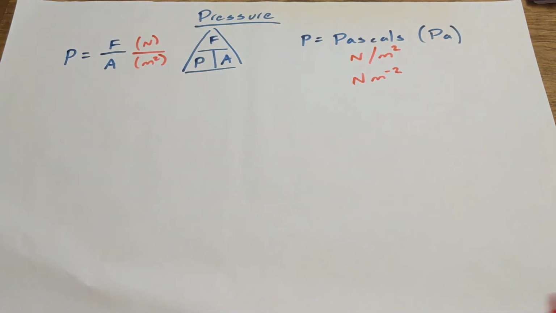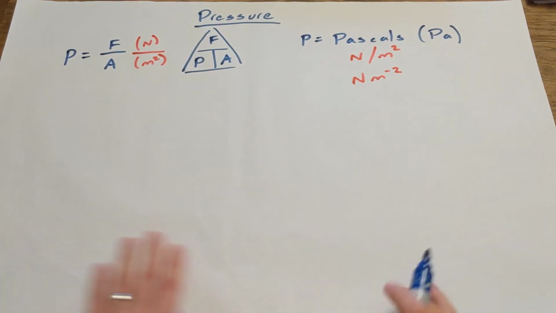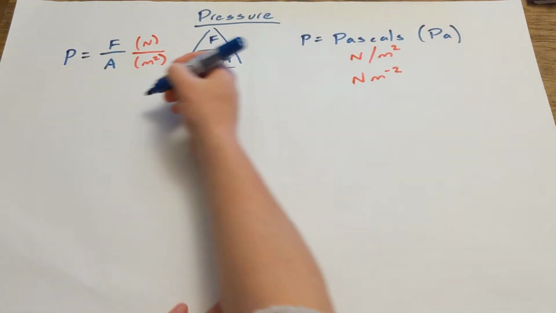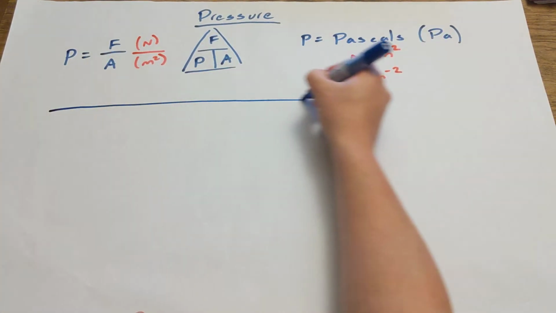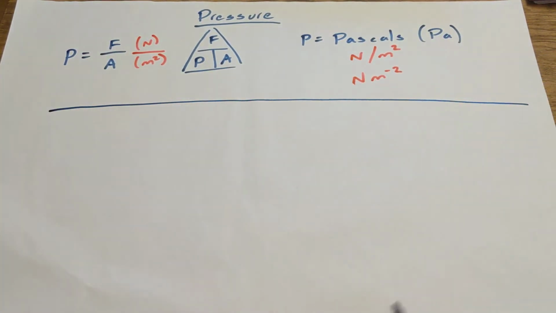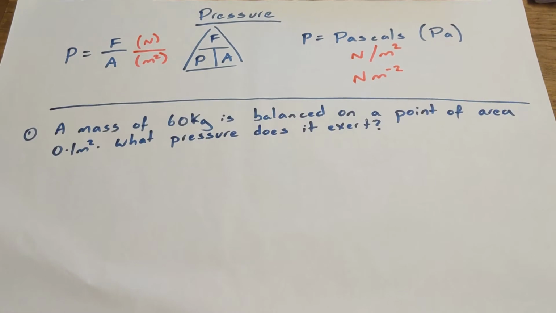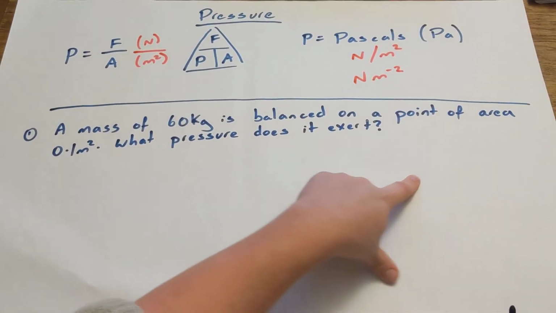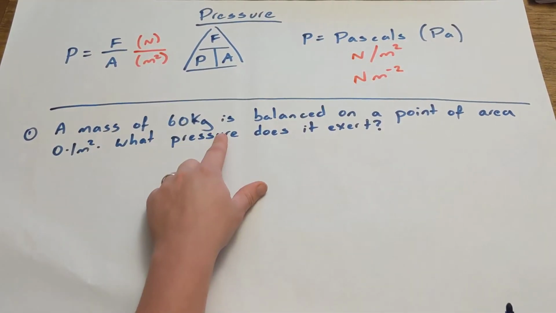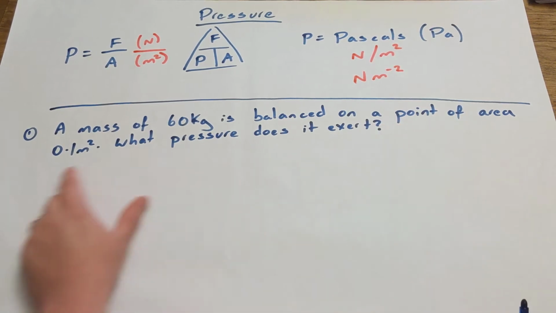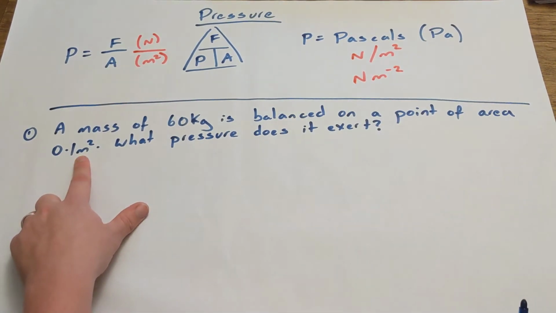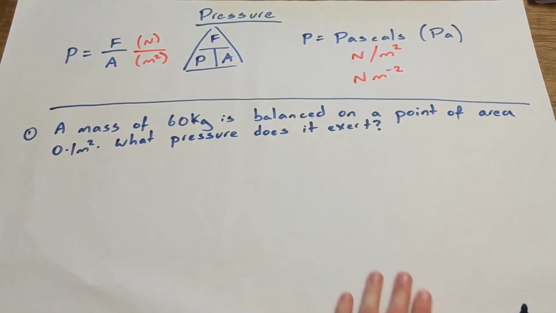Now, we know all about the equation, we know what the terms mean, so let's look at a couple of examples of actually using it, so we can get a little bit of practice before we try them ourselves. This is the first example we're going to look at. A mass of 60 kilograms is balanced on a point of area 0.1 meters squared. What pressure does it exert?